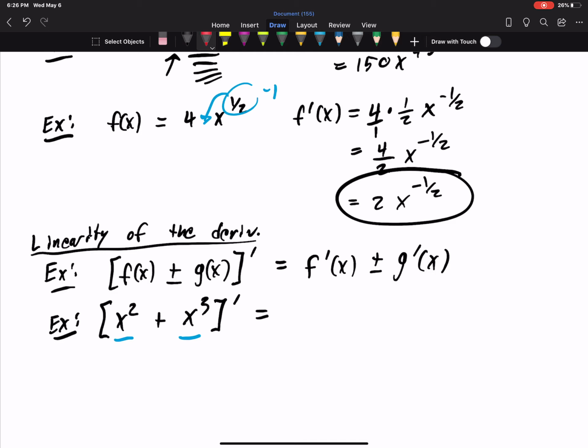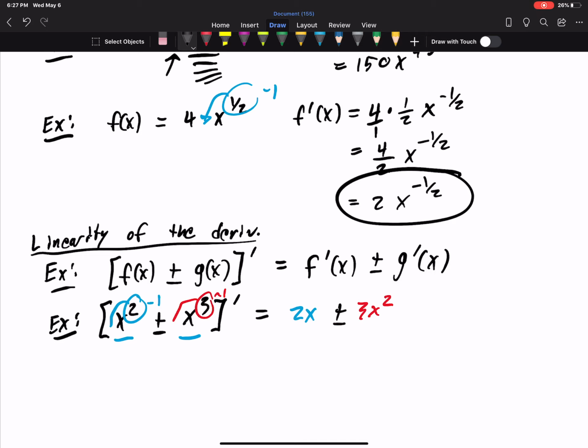So I'm going to derive the first one. That gives me 2x, because I take my 2, bring it down in front, subtract 1. And then I add on the derivative of my x cubed. So I have my 3. You bring that down in front, and then you subtract 1 from the exponent. So that gives you 3x squared. So all I did was derive them individually and then add them up. This would work the same way if I had subtraction here. So if instead of having a plus, I had a minus, it would work the same way.